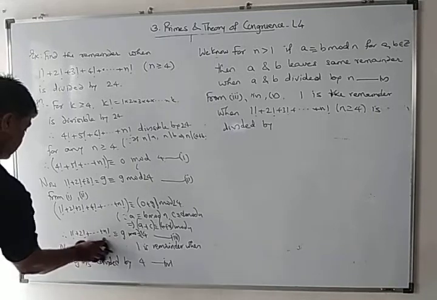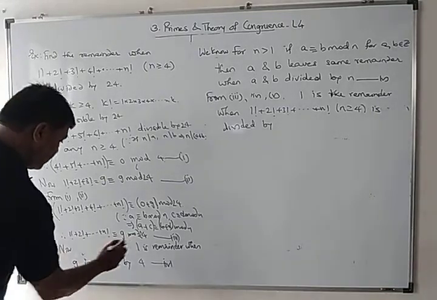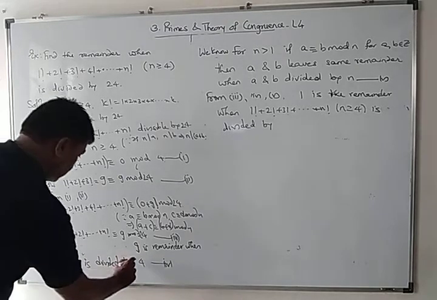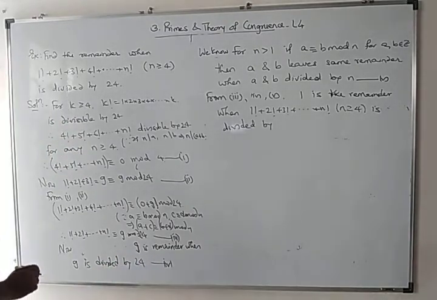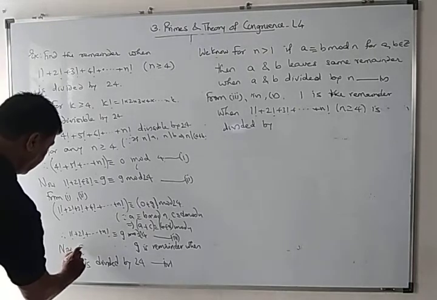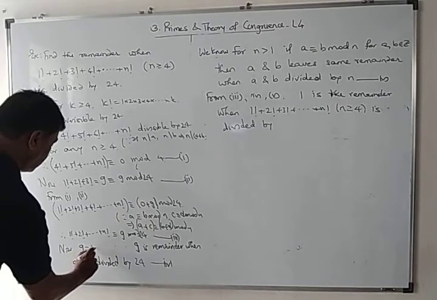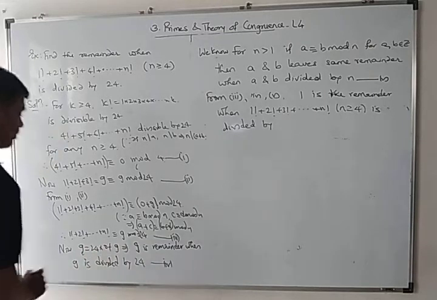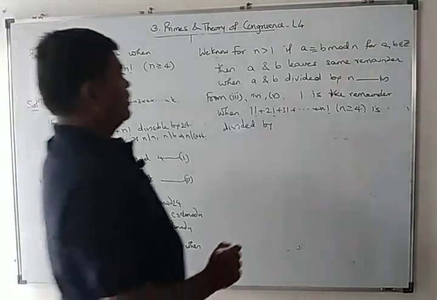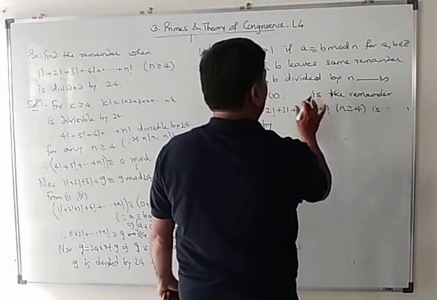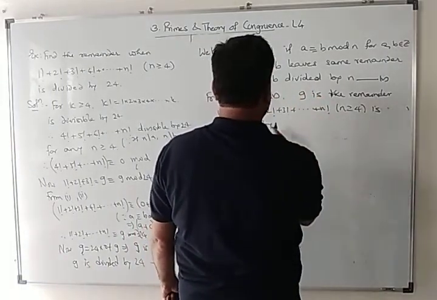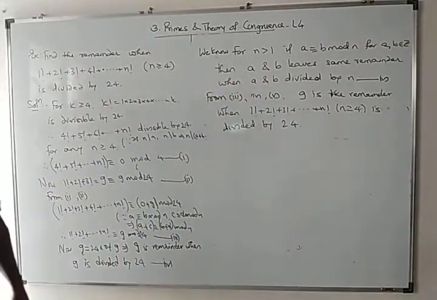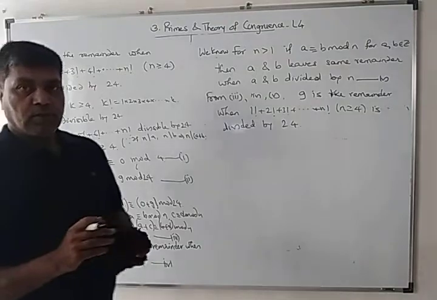So now 9 is the remainder when 9 is divided by 24. Okay, 9 is equal to 24 into 0 plus 9. Okay, so 9 is the remainder when this is divided by 24. Okay.